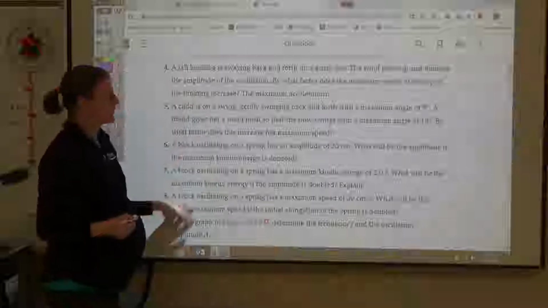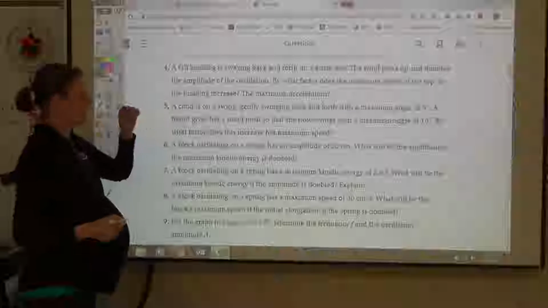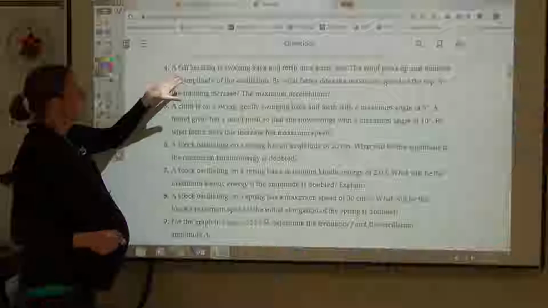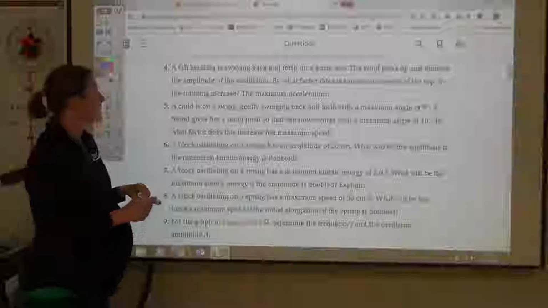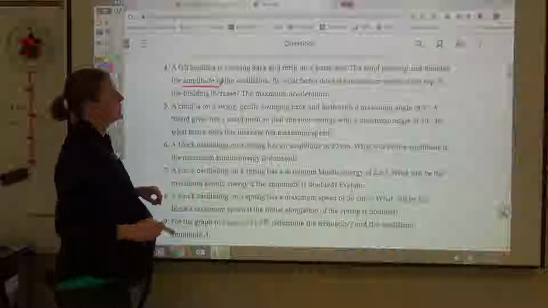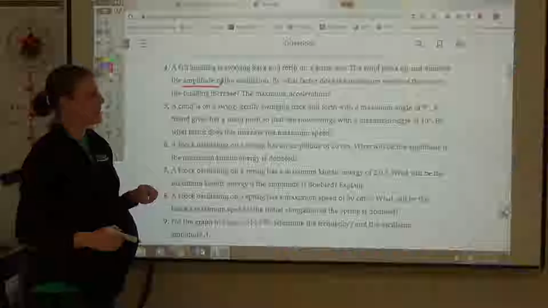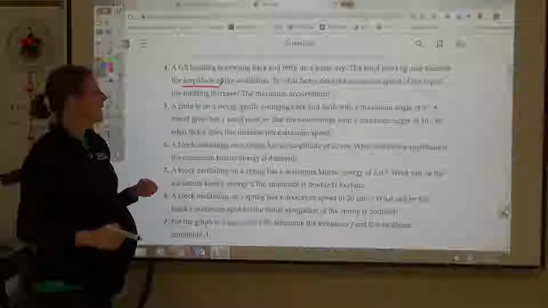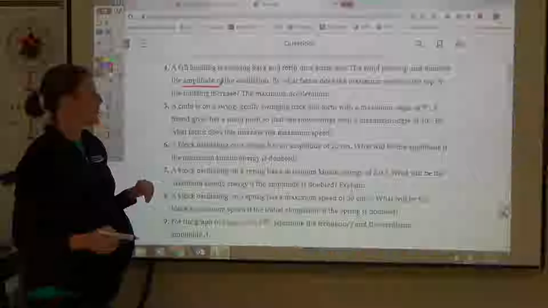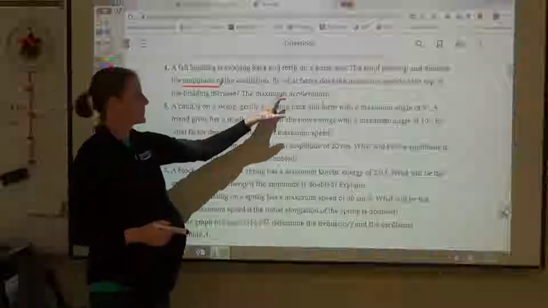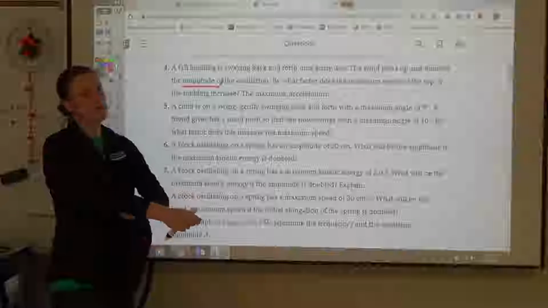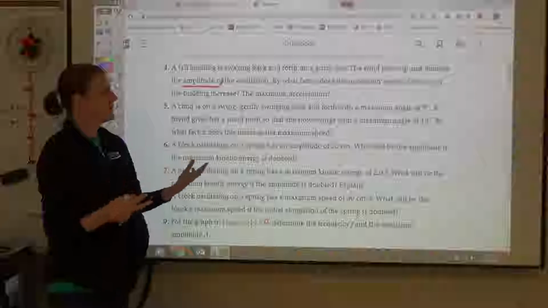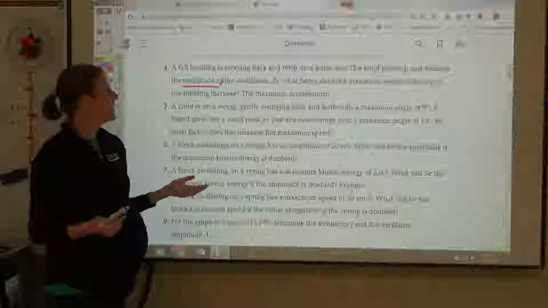All right, we're going straight through to 12 and then just a couple others. A tall building is swaying back and forth on a gusty day. The wind picks up and doubles the amplitude of oscillation. By what factor does the maximum speed of the top of the building increase? And also the maximum acceleration. A lot of this next little set of questions are formula driven. You have to be able to find the right formula that relates these factors.